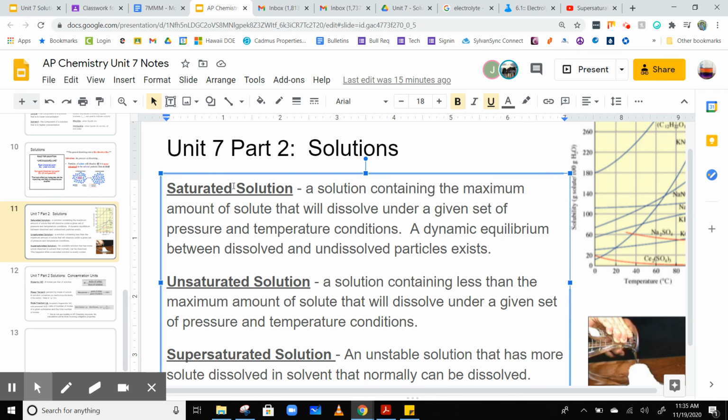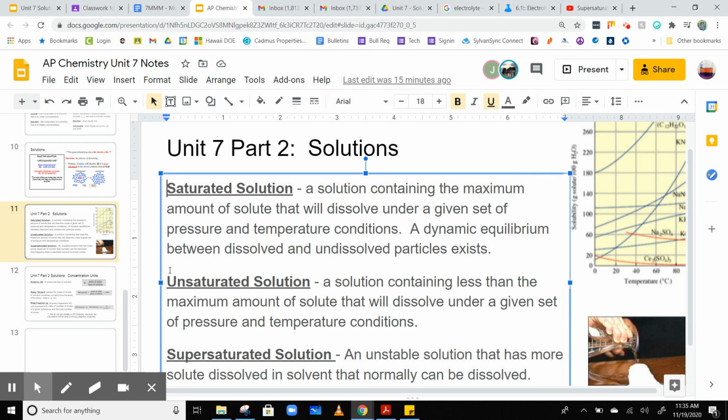I mean, you could do it just enough. If you add just enough to get it saturated, then you can have no particles at the bottom, but usually you'll have particles at the bottom. And those particles are in a dynamic equilibrium, so some of them are going into solution and some are coming out. So they're going in and out, in and out of solution.